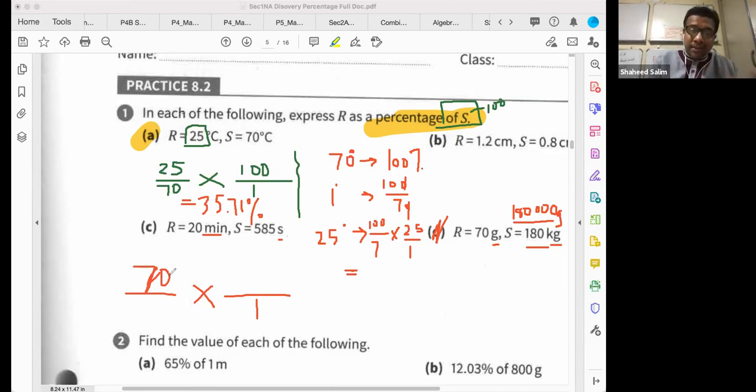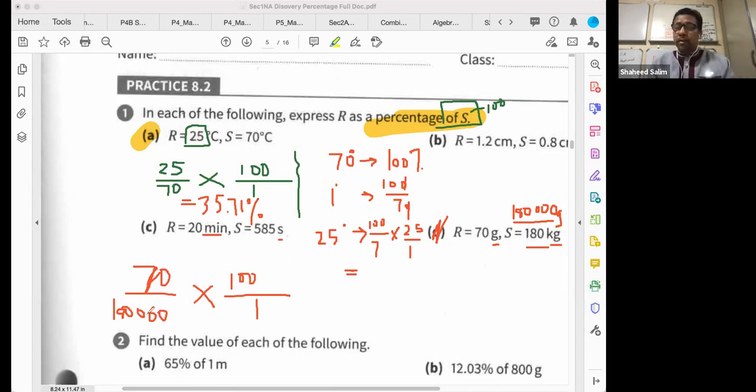If you put 70 in gram, below you must put gram. Remember, if this is gram, below it must be gram. So you must put 180,000 down here. Now, what is this 180,000 in percent? You know it's 100%. Just times everything and you will get your answer.